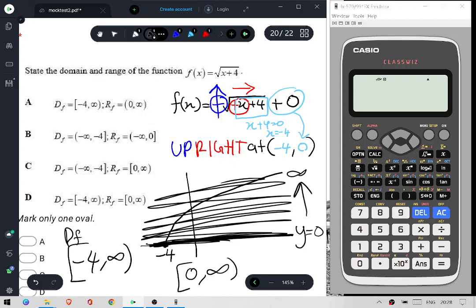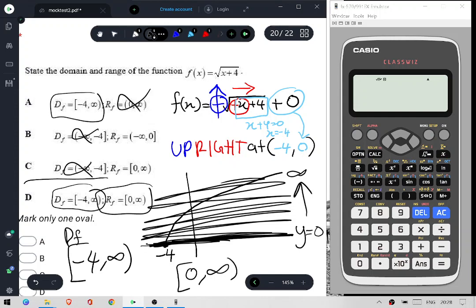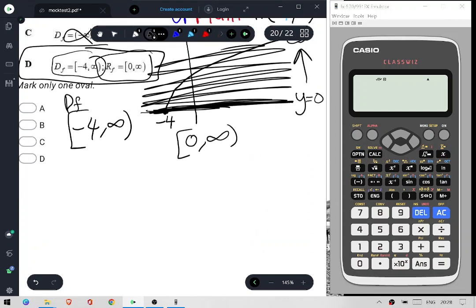So which one is which? This one is the domain. This is not the answer, not the answer. This might be the answer. This one is not the answer. So the answer is D.